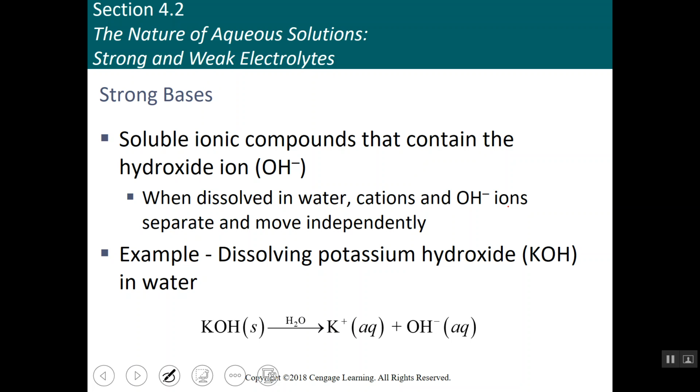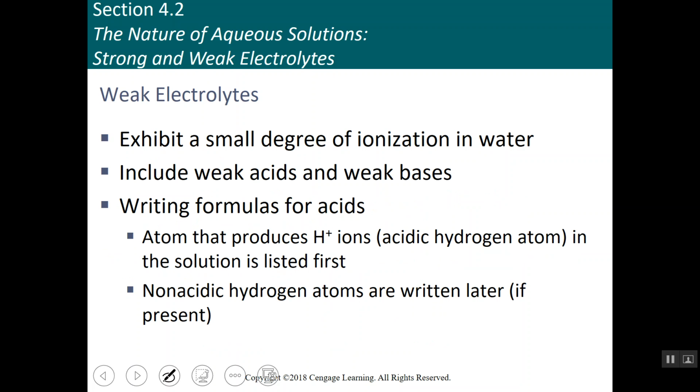Strong bases, most strong bases contain the hydroxide ion. And so again, same kind of thing, only this time we have a solid potassium hydroxide. We put it in water. We only have potassium ions, and we only have hydroxide ions. Now, not all hydroxides are soluble, but there are a few strong bases that are soluble in water, and they're considered strong. They are considered strong electrolytes.